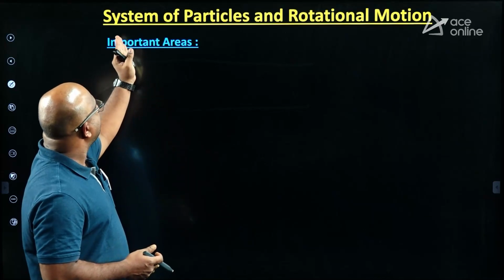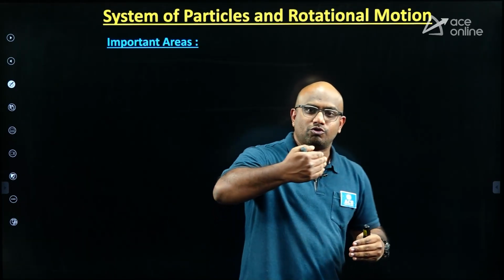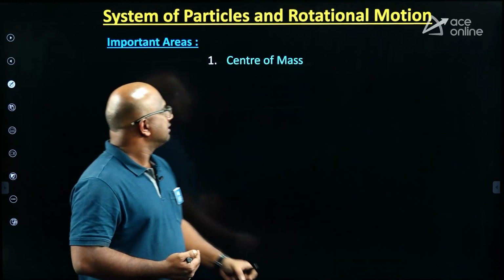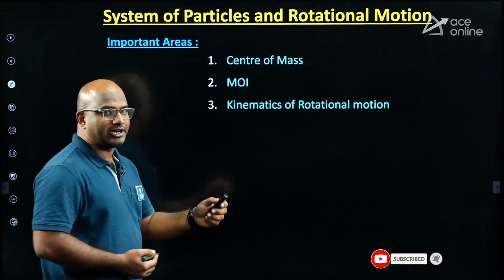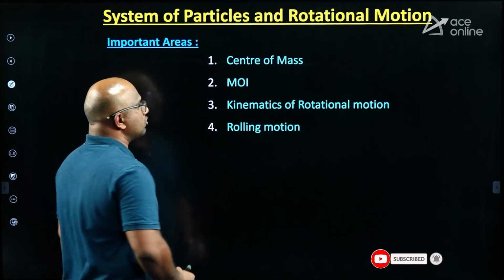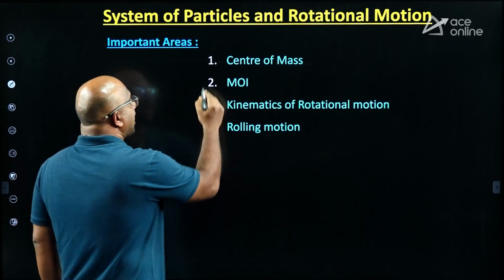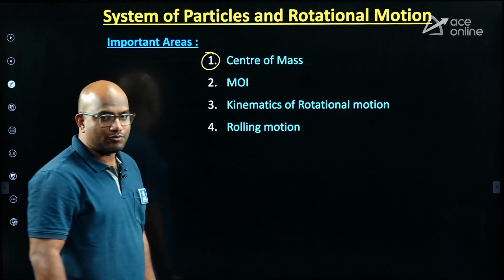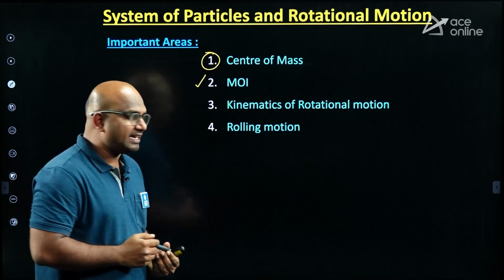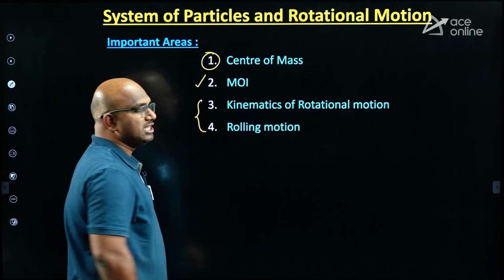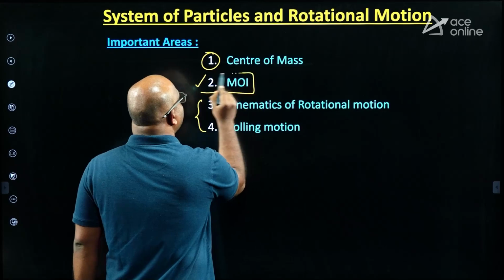Guys, I am going to start with the system of particles and rotational motion. Now, coming to the important areas, that is center of mass, moment of inertia, and kinematics of rotational motion and rolling motion. In the previous video, I've discussed in detail about the center of mass. In this video, we'll discuss about moment of inertia. In the next video, we'll talk about the other two topics.